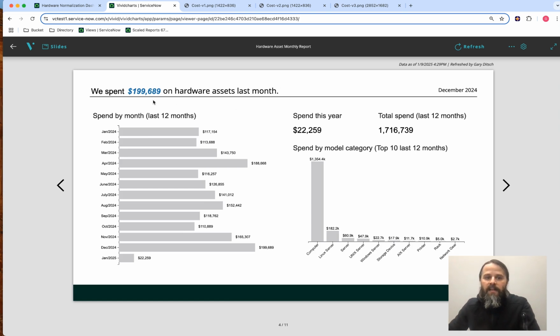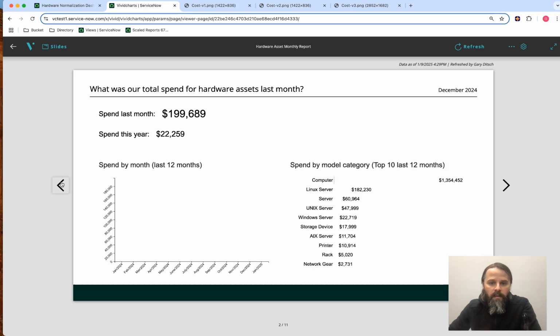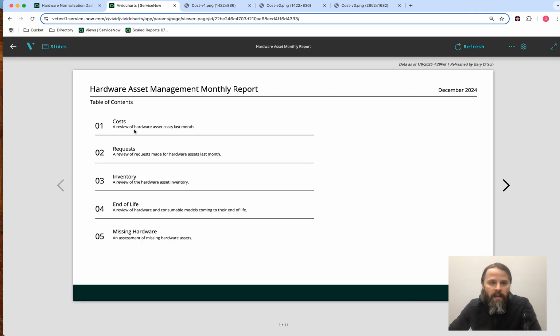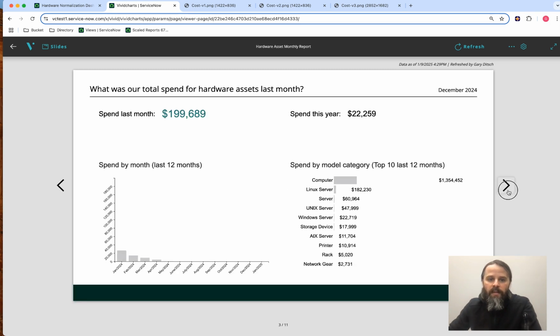So we spent $199,689 last month. Let's go back to our table of contents, and the subtitle here is a review of hardware assets last month. So again, that very first piece of information, the title of that slide, gives the answer to this.